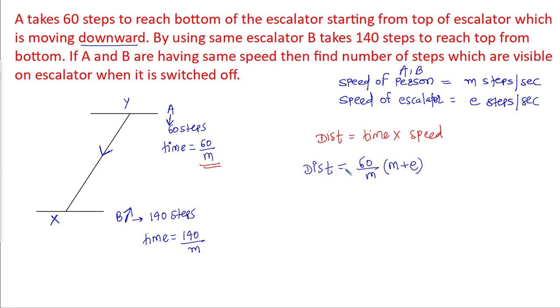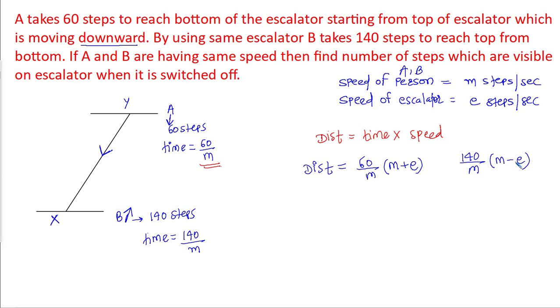And the distance traveled by B is how much? B traveled for 140 divided by m time. For 140 divided by m seconds, the effective speed of B was how much? M minus e, because escalator is moving downward and B wants to go from bottom floor to top floor. So the distance to be traveled by both A and B is going to be same, because both are traveling through same escalator. So distance is equal to time into speed.